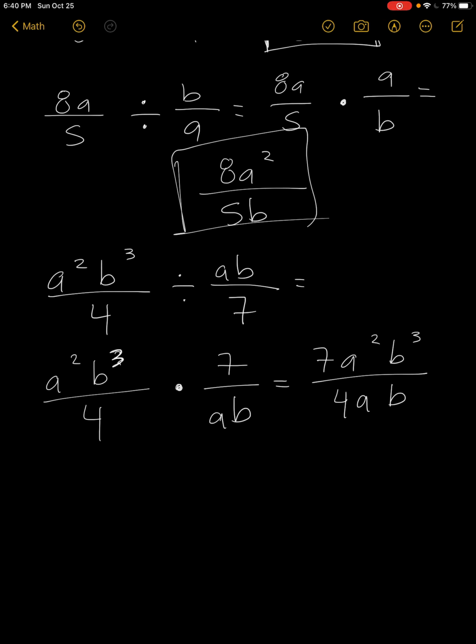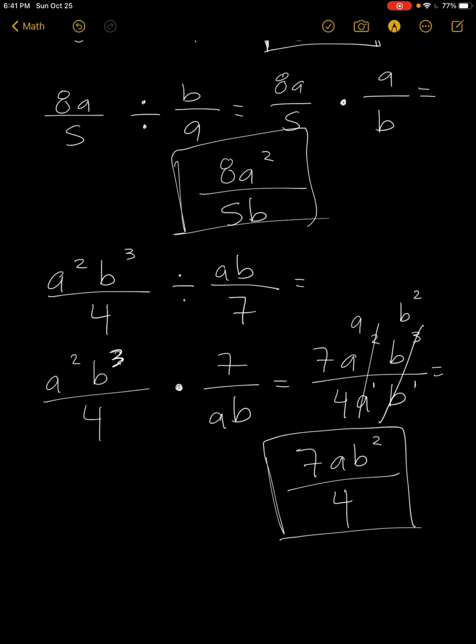Okay, 7 and 4 don't have common factors. Don't forget, there's the little ones here, right? So it's 2 minus 1 is 1. So that means I'm just left with a to the first power, or just a. 3 minus 1 is 2, b squared. So I'm left with 7ab squared over 4.